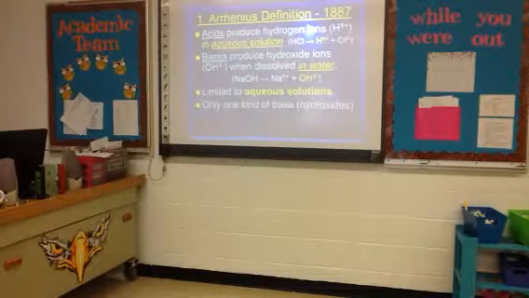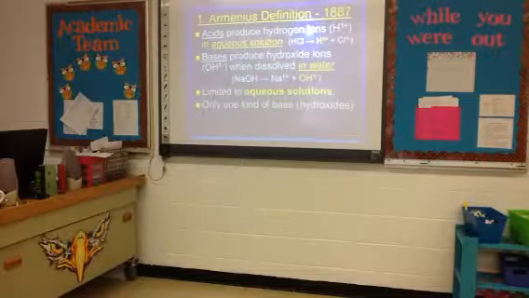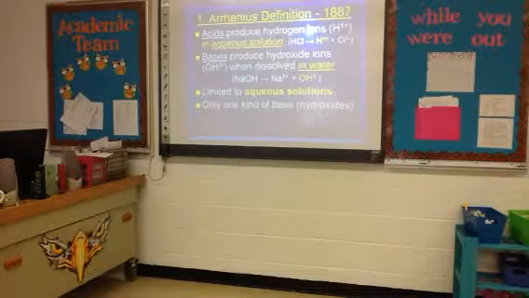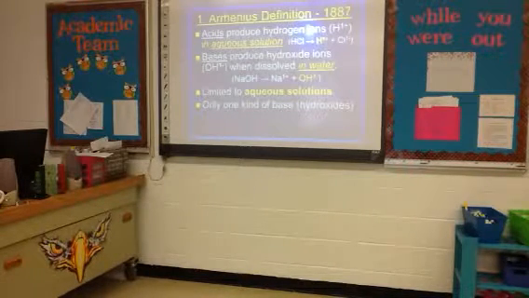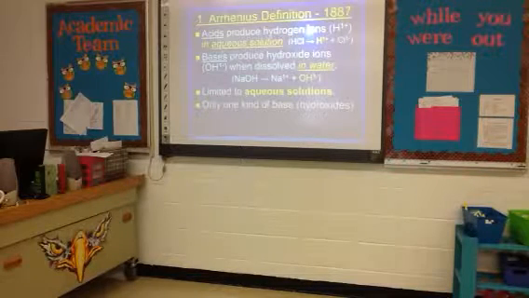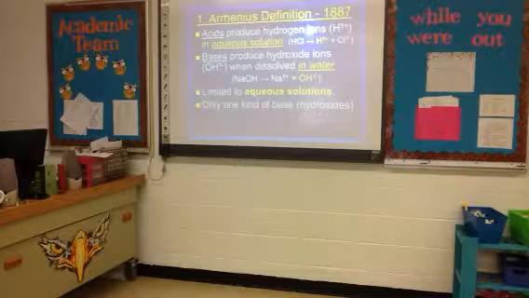So he said that acids produce hydrogen ions in solution. So they have to have hydrogen ions to be considered an acid. And he said bases produce hydroxide ions in water. So he limited acids and bases to when they were in aqueous solution. And he said that there was only one kind of base, which are hydroxides. So if it doesn't end in OH, can't be a base. Again, this is the first theory and the most narrow, or includes the smallest group of acids and bases.